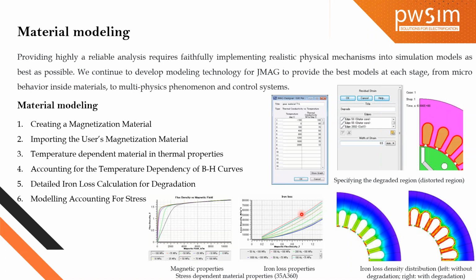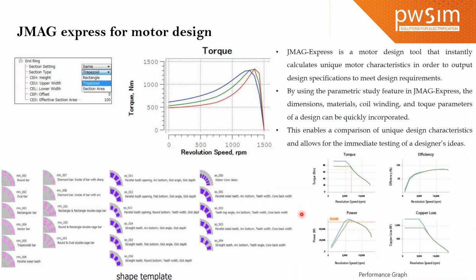And apart from that, we have JMAG Express for motor design, where you can quickly import the 2D model of various types of machines: induction machines, permanent magnet machines, SRM, and other types of motors. Once we define the geometry, material, drive condition, and winding parameters, we can quickly calculate performance characteristics like torque, speed, efficiency, losses, power, etc.